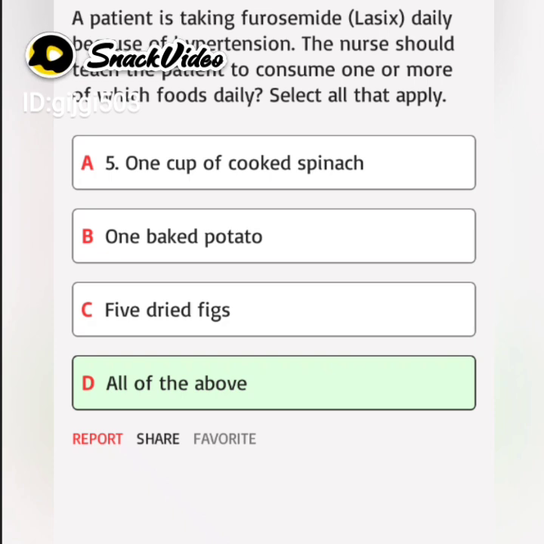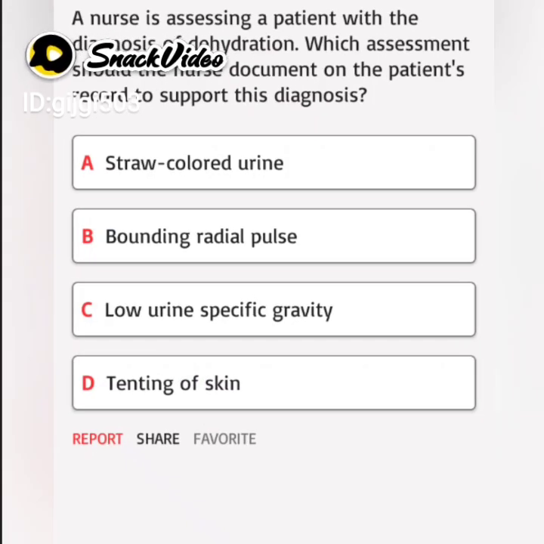Correct answer. A nurse is assessing a patient with the diagnosis of dehydration. Which assessment should the nurse document on the patient's record to support this diagnosis? A, straw-colored urine. B, bounding radial pulse. C, low urine specific gravity. D, tenting of skin. Correct answer.